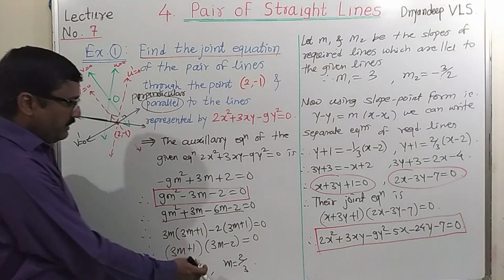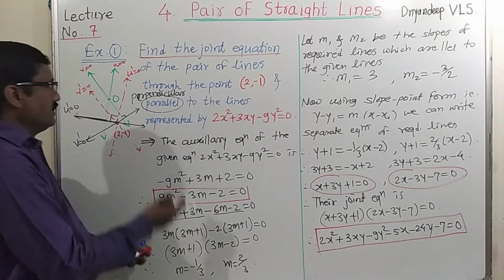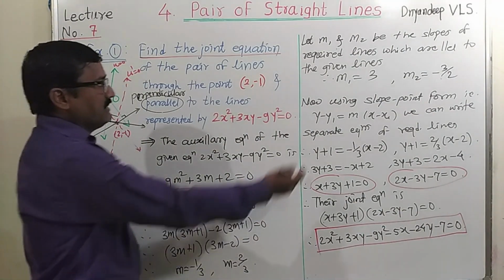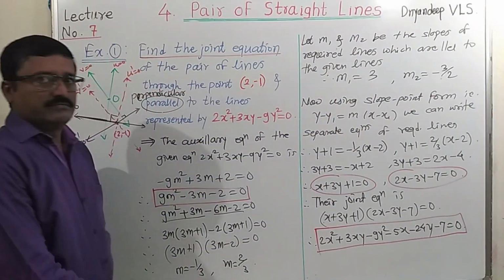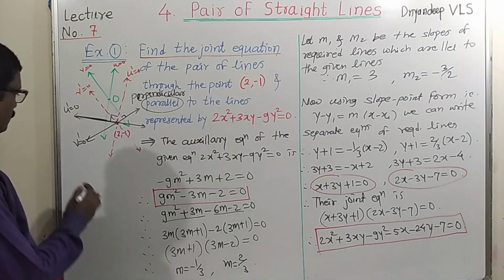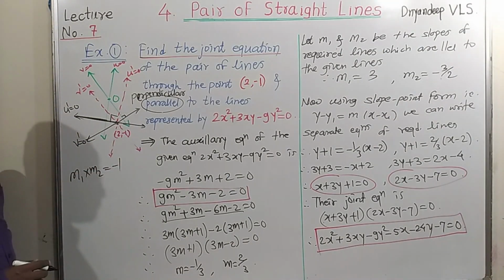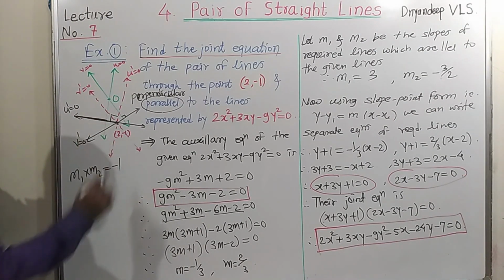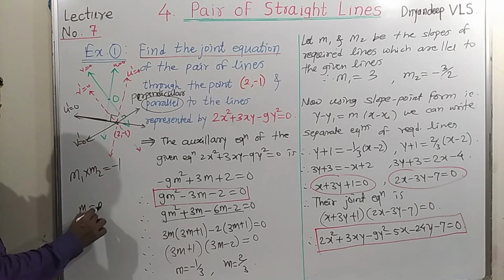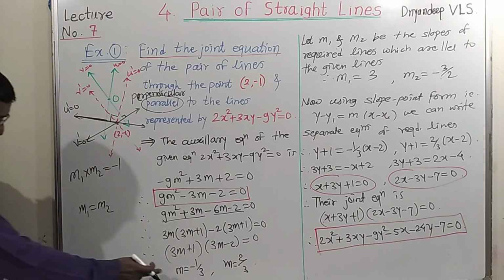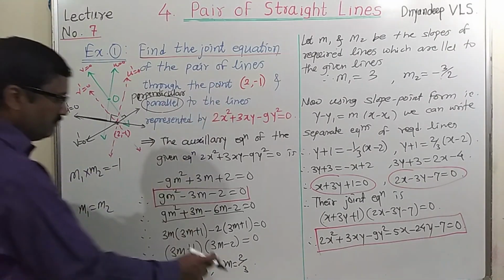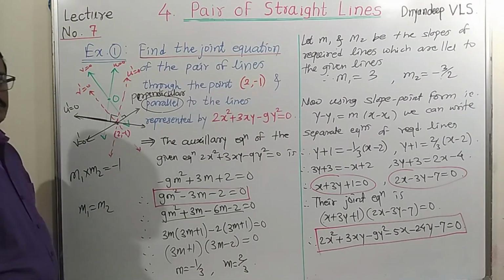While parallel, we will take the same values of slope. Whenever the lines are perpendicular, we will take their negative reciprocals here, because m1 m2 equal to minus 1. If lines are perpendicular, m1 m2 equal to minus 1. When lines are parallel, m1 is equal to m2. In this, m and that m1 is same, this m and m2 is same.